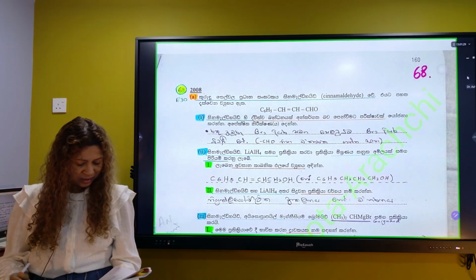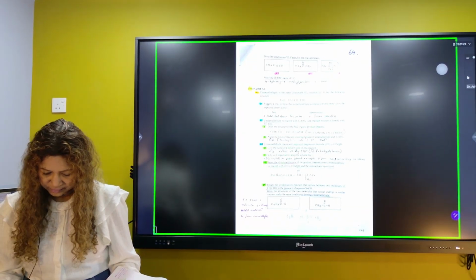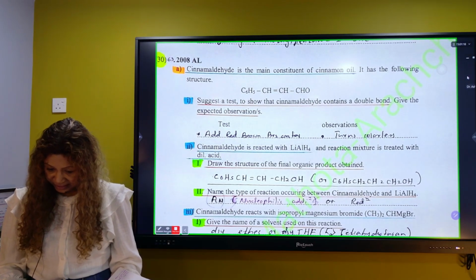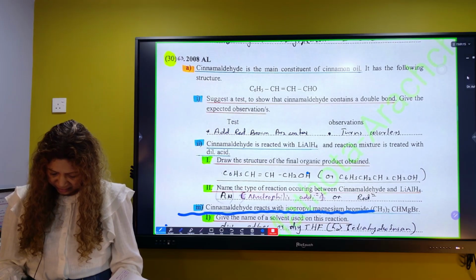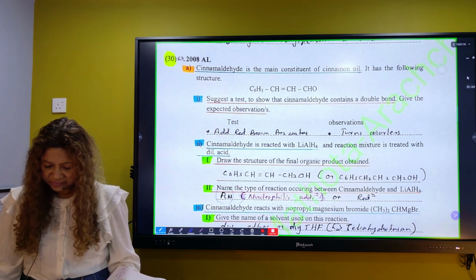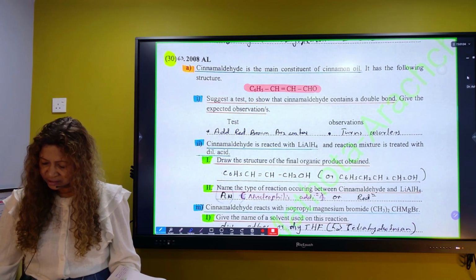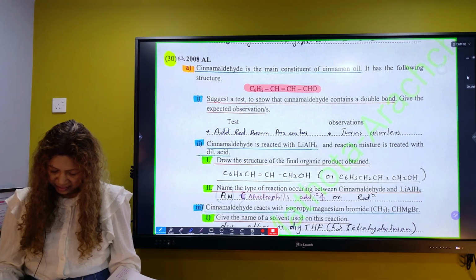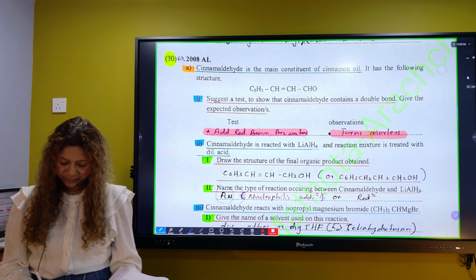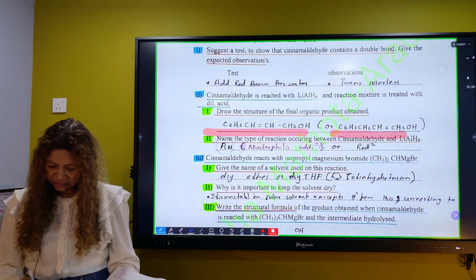Okay, moving to question number 63. Essential oils are really important after 2019, so you cannot care less about that. Cinnamaldehyde is the main constituent in cinnamon oil. It has the following structure. Suggest a test to show that cinnamaldehyde contains a double bond. Okay, double bond, alkene, red-brown Br2 water turns colorless. Cinnamaldehyde is reacted with lithium aluminum hydride.